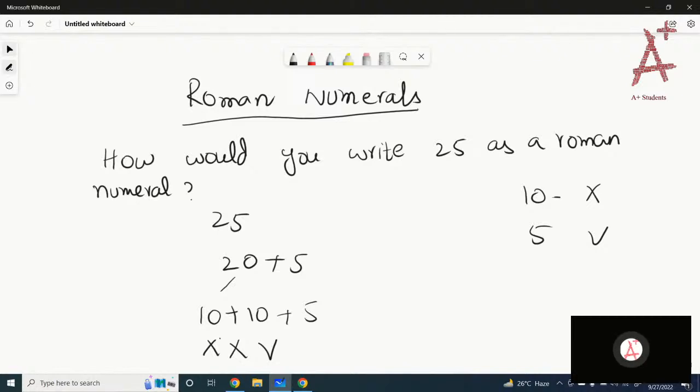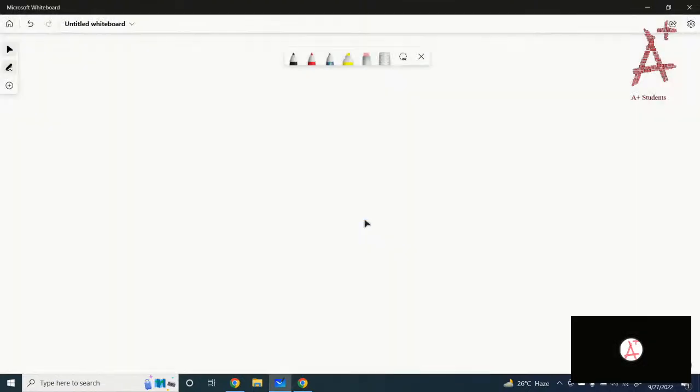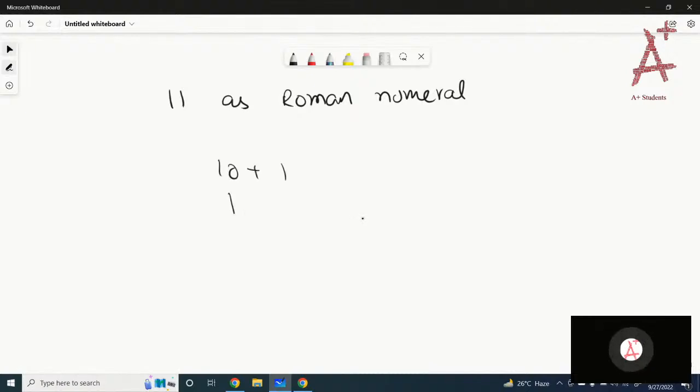So the other one is, how would you write 11 as a Roman numeral? So we have to write 11 as a Roman numeral. So we have to expand 11. So we know that 11 is 10 plus 1, and we know how to write 10. We can write 10 as X and then 1 as I. So XI is for 11.